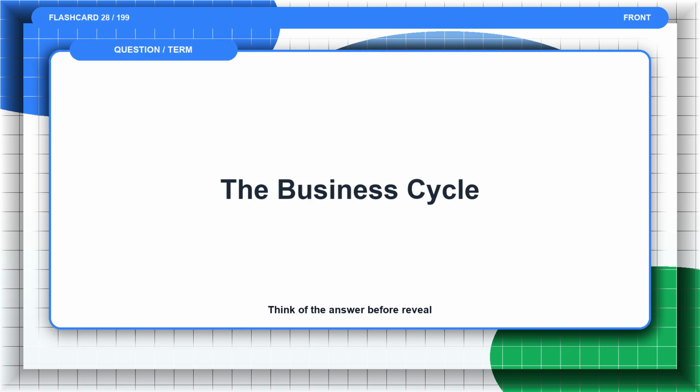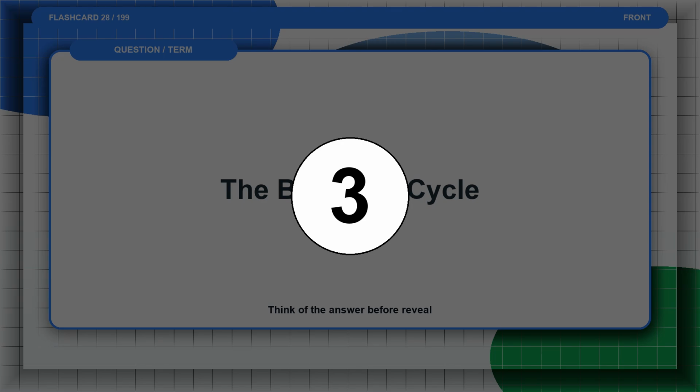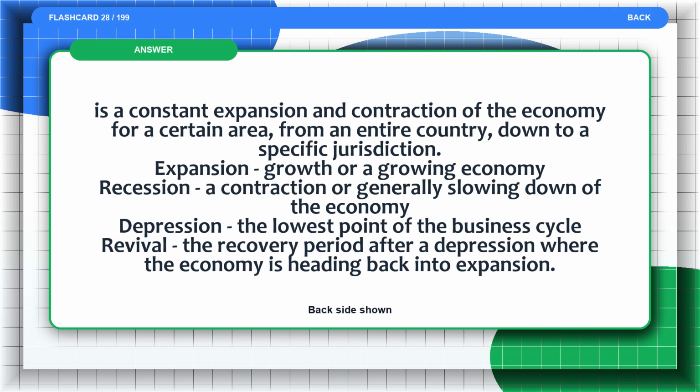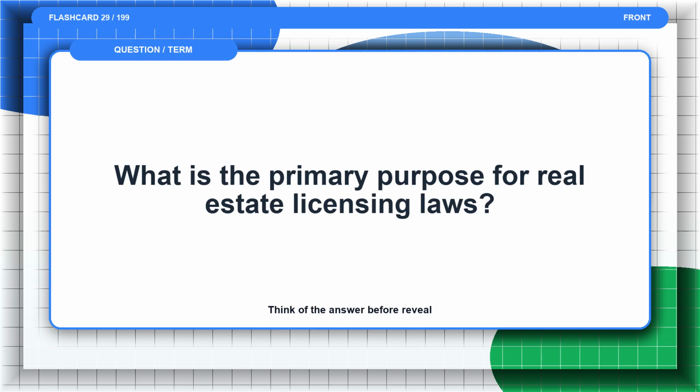Pause and think of the answer before the reveal. The answer is a constant expansion and contraction of the economy for a certain area, from an entire country down to a specific jurisdiction. Expansion: growth, or a growing economy. Recession: a contraction, or generally slowing down of the economy. Depression: the lowest point of the business cycle. Revival: the recovery period after a depression where the economy is heading back into expansion. Flashcard 29.